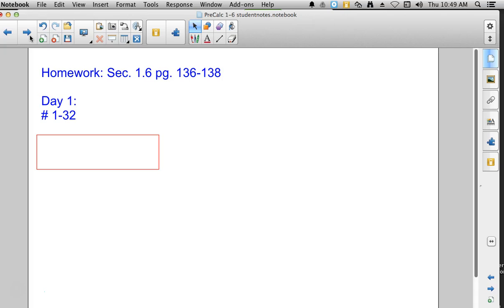Basically, it's just page 136, 1 through 32. And like I said, you might not be able to get through all of it at this point. So if you get to the point where you're saying, wait a minute, I don't think we did that yet, then don't do it.